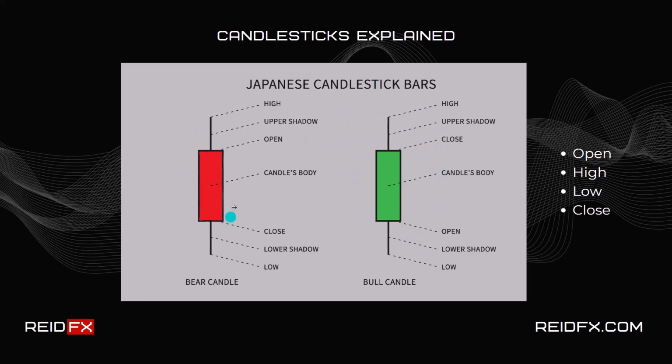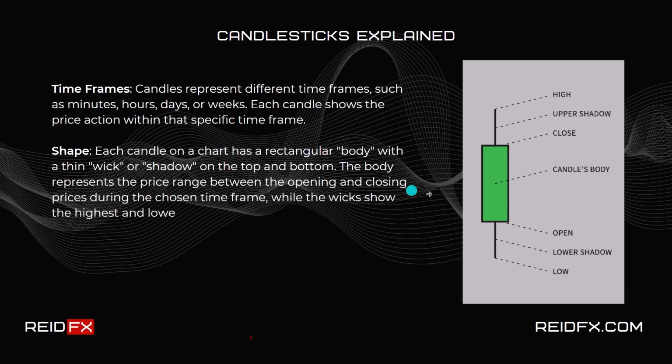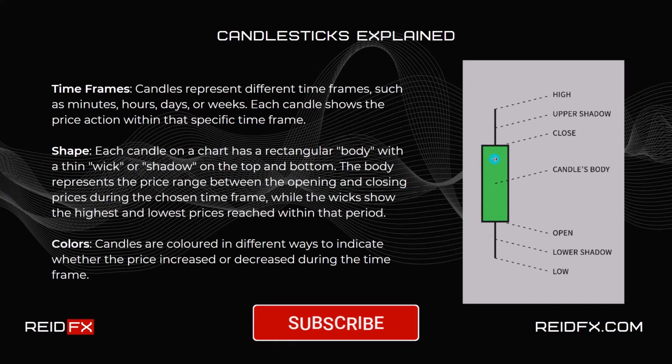Now these were invented 300 years ago in Japan by rice traders, and we still use this system today because it's the most accurate way of displaying these four prices. So let's have a look a little bit closer. So here we see the example of the bull candle, and what I'm going to do now is run through each of these points with you to explain how a candle actually works.